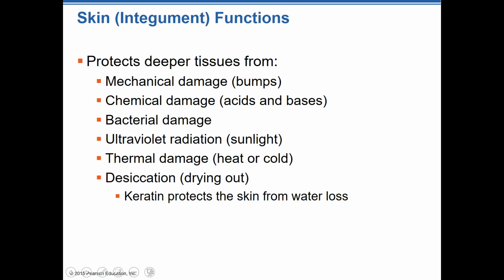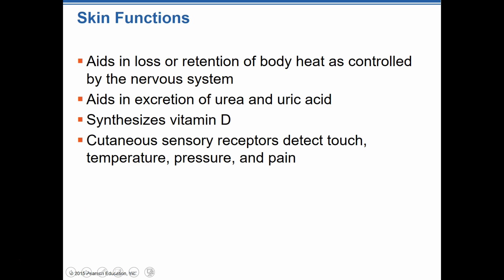The skin also helps protect from thermal damage from heat or cold, provides a little bit of insulation there, and it also keeps us from drying out. The keratin in the outer layers of our skin helps protect us from water loss. So it helps control body heat, which is actually controlled by the nervous system. The nervous system controls that regulatory mechanism that either helps us hold on to heat or get rid of heat.